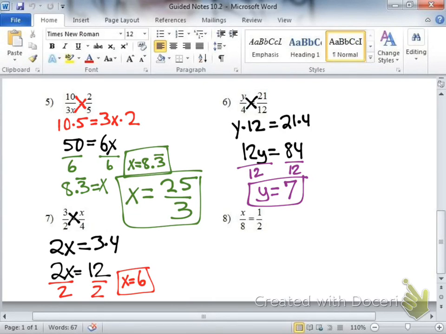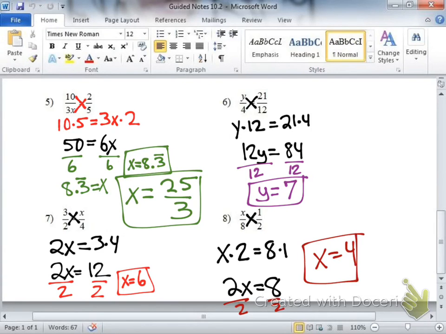Alright, last example of the day. I'll wait for someone to tell me how to do it. X times 2 equals 8 times 1. Yeah, so 2x equals 8. And then what? Divide both sides by 2. And what does x equal? 4. Very good. Alright, that's all I've got for you today. Here comes your homework, as long as there are no questions.